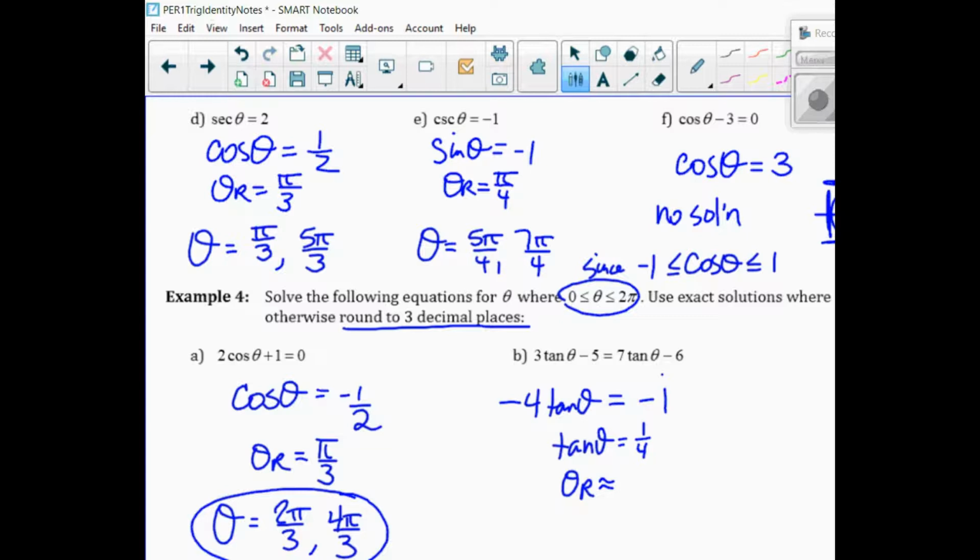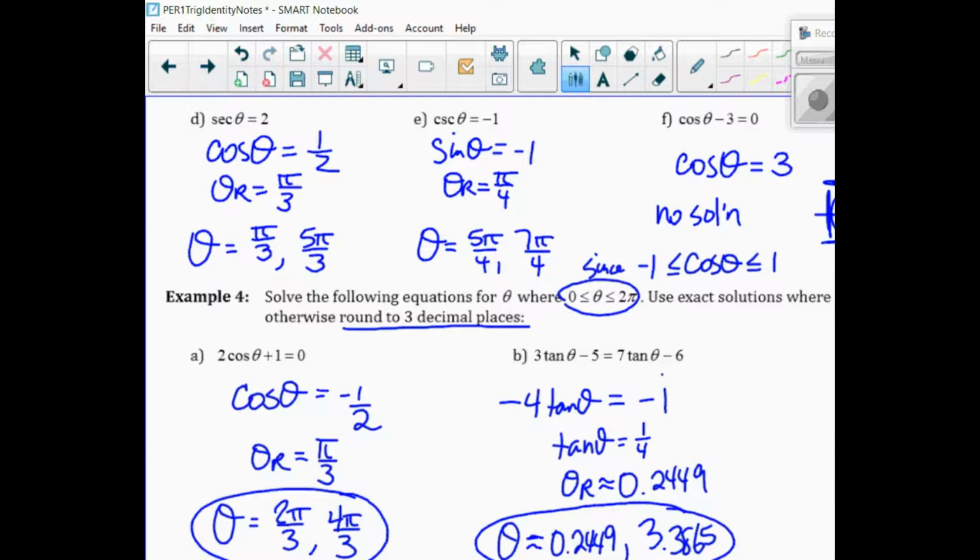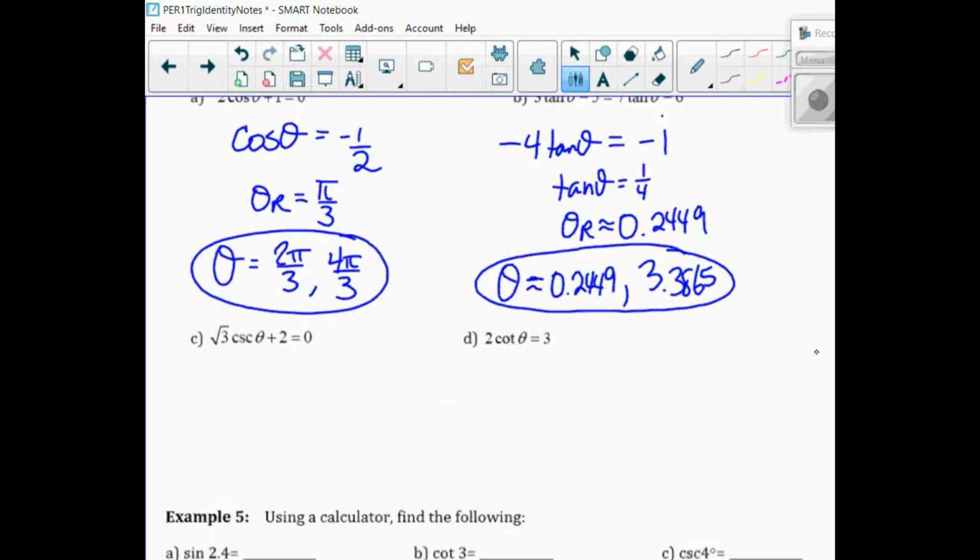So inverse tan of 1/4 is approximately 0.2449. Where is tan positive? Well, it'll be where your reference angle is, so 0.2449, that's the first quadrant. And the nice characteristic of tan is you just have to add pi to it. So 3.3865. If you want, you can go even more. So there's my two answers for tan in my first and my third quadrant.